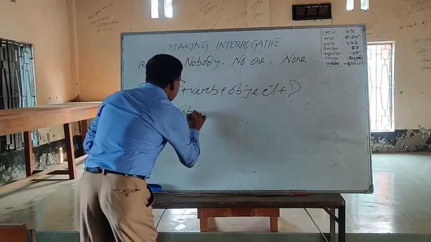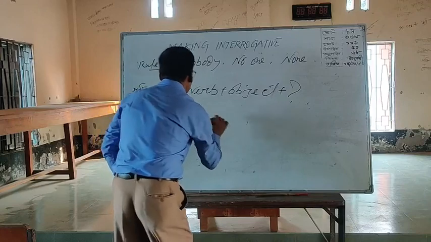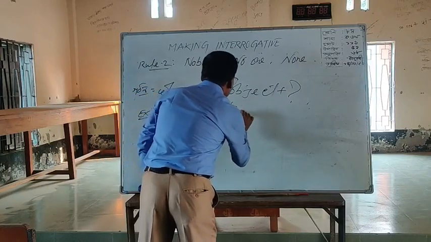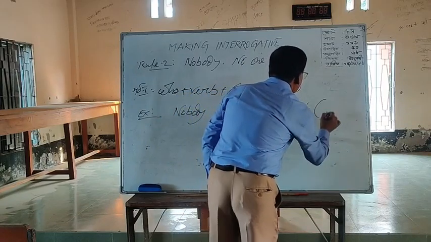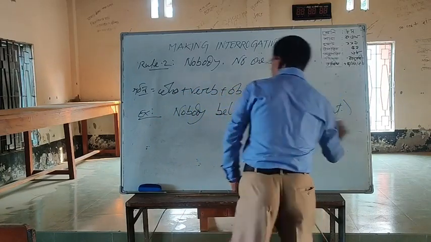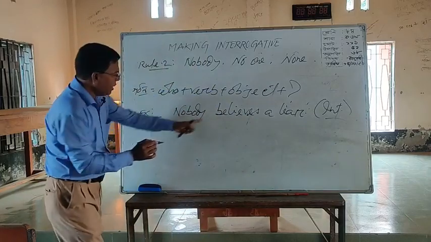Example: nobody. Nobody believes. Nobody believes a liar. Nobody, nobody believes a liar.